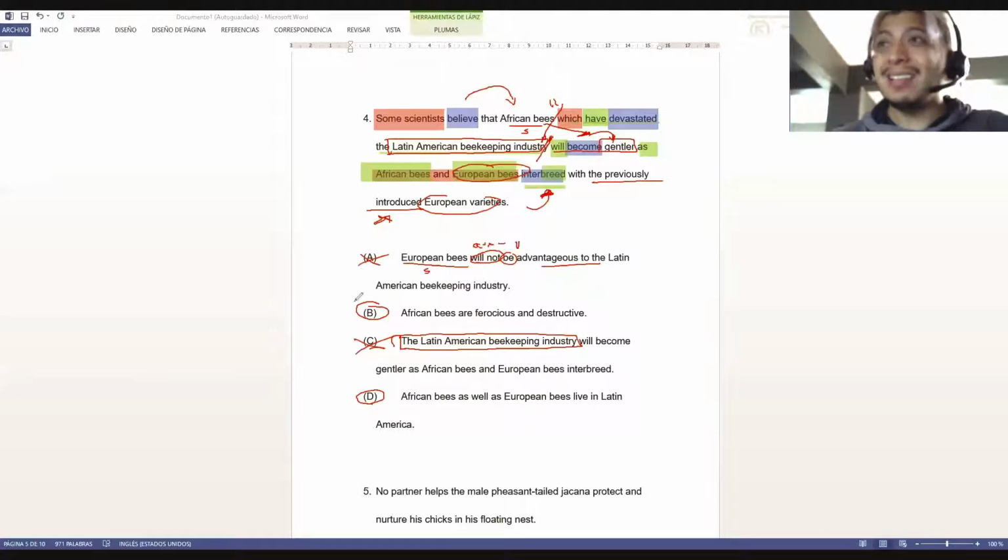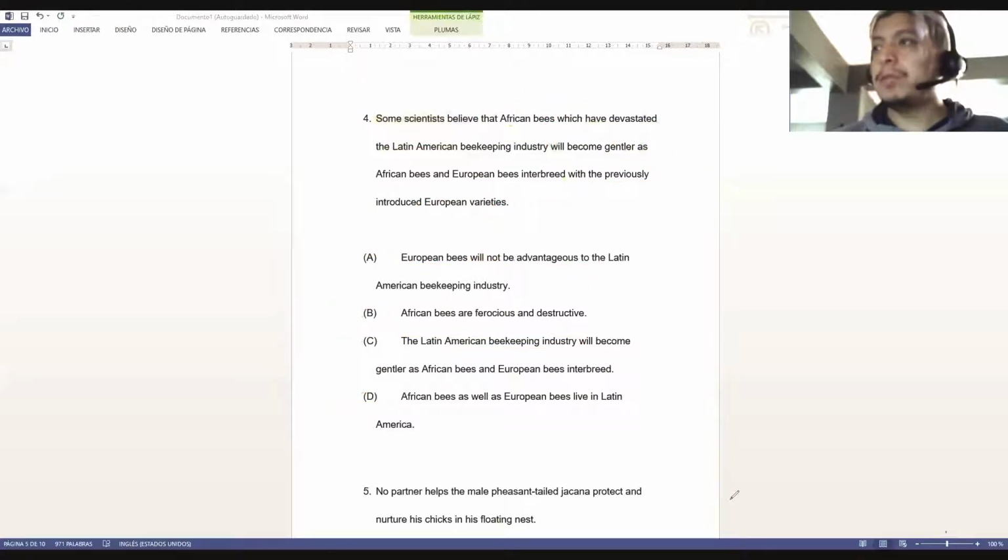Is this okay? These are the two things that we can infer. Inferring means we are not guessing, we are sure. It doesn't say this here, but it infers it. From reading these sentences, we can know that African bees are ferocious and destructive, and that both African bees and European bees live in Latin America right now. That's it. So these are inferences. This is really, really important. Okay, so let's move on.